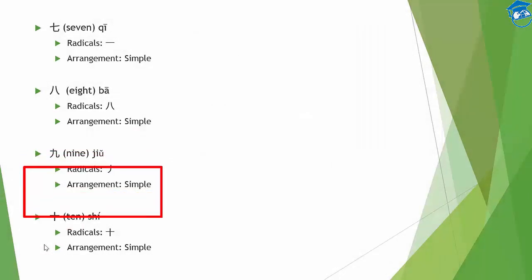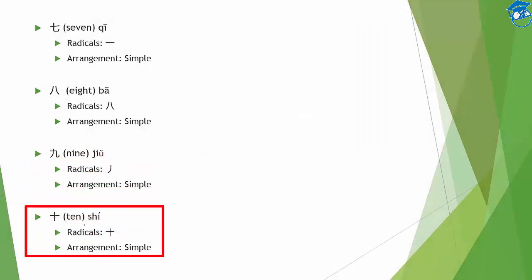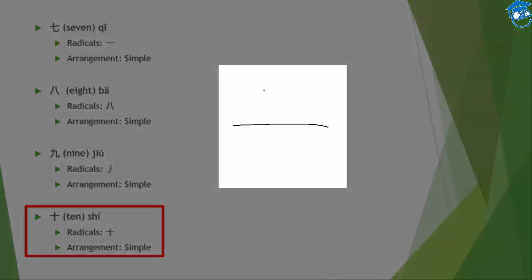Okay, finally number 10, it looks relatively simple. It is 十. The radical is just itself. The arrangement is simple. So here's how to write 10. 1, 2. 十.